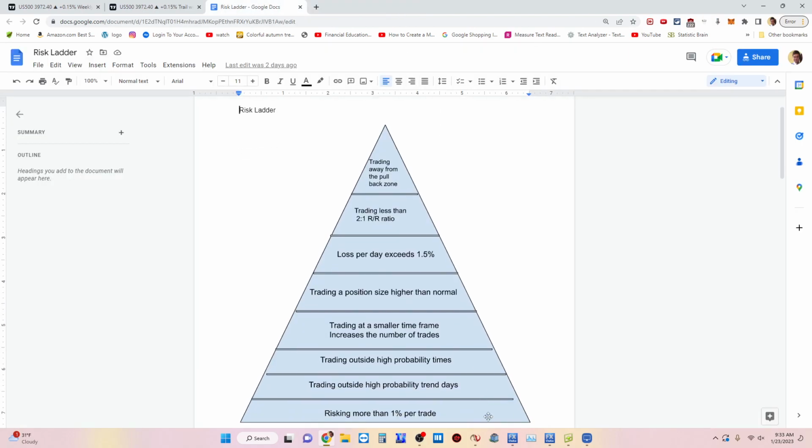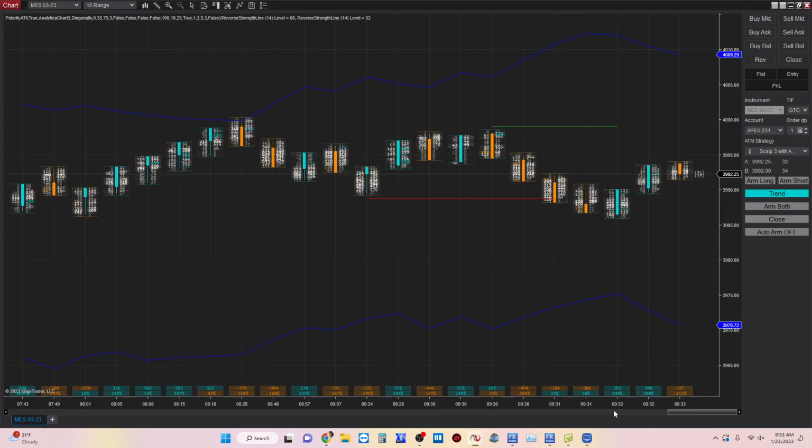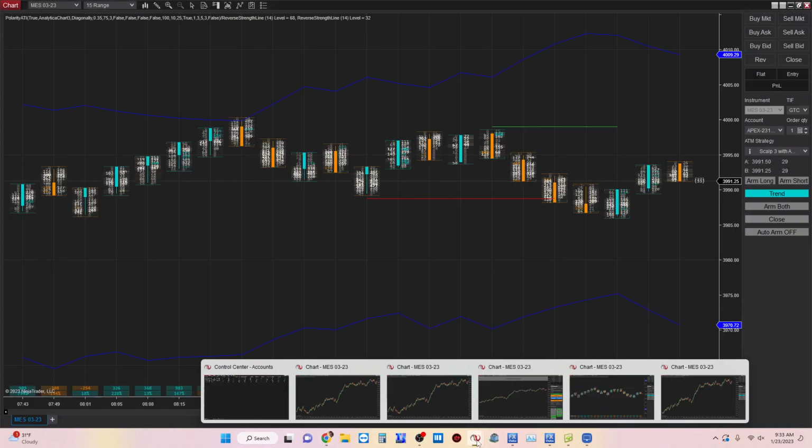As far as the practicals, it looks like the positioning got stopped out.